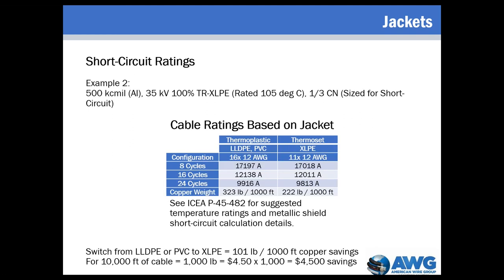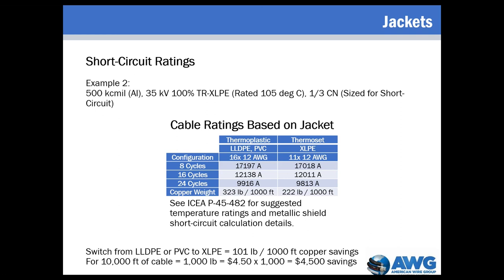For the second example, we will consider a 500 kcmil aluminum cable rated 35 kV with 100% insulation level, TRXLPE insulated and rated 105 degrees Celsius, with a 1/3 concentric neutral sized based on the short circuit capability with a thermoplastic jacket as a reference.